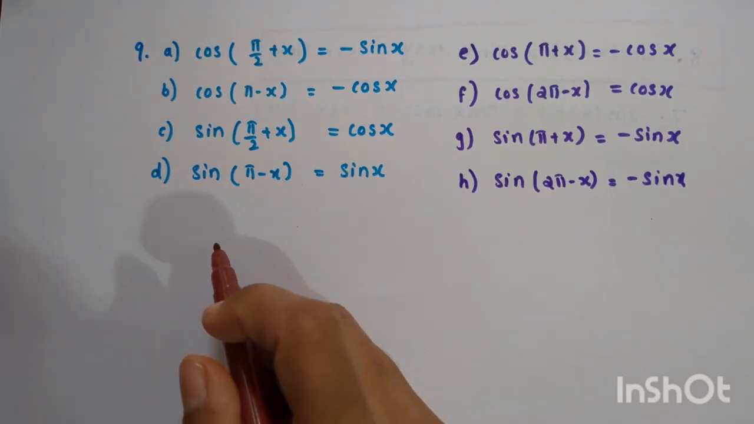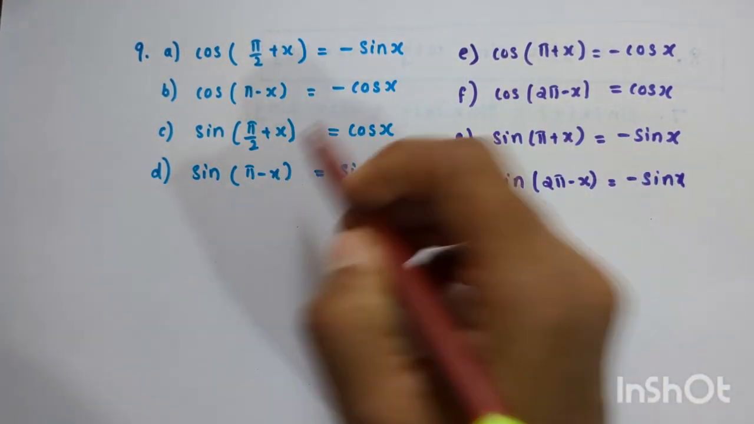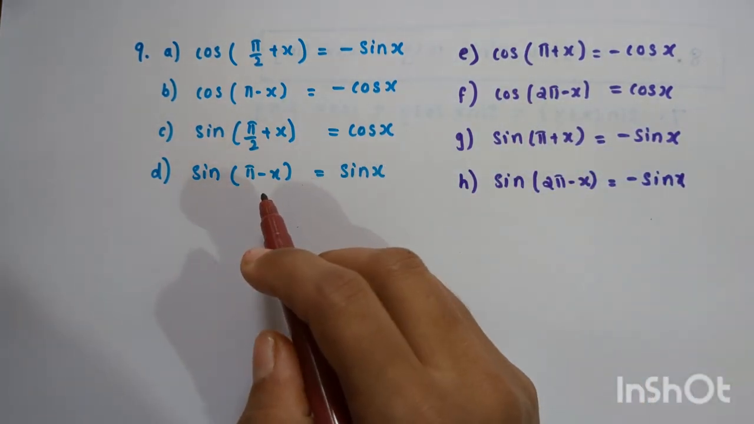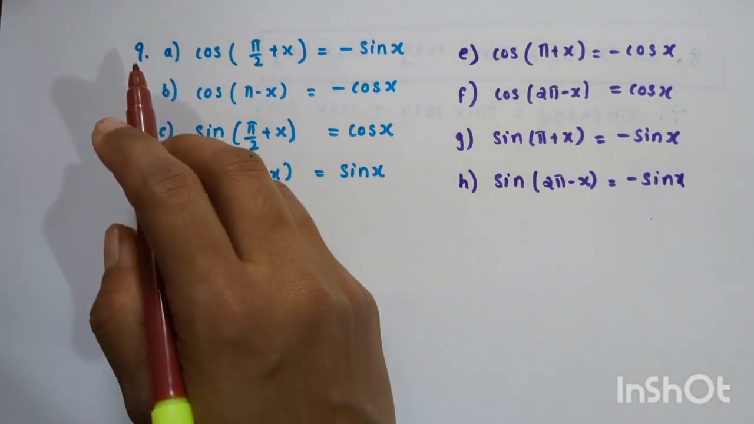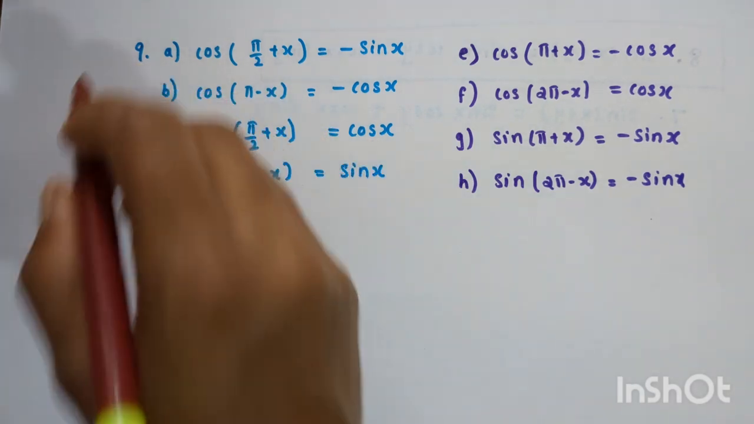Hello everyone. In this video, we are going to discuss trigonometric identities. We are going to prove these trigonometric identities given here. So far, we have discussed the 8 trigonometric identities which are available in the playlist. Now this is the 9th one. In the 9th one, we have 8 trigonometric identities together.